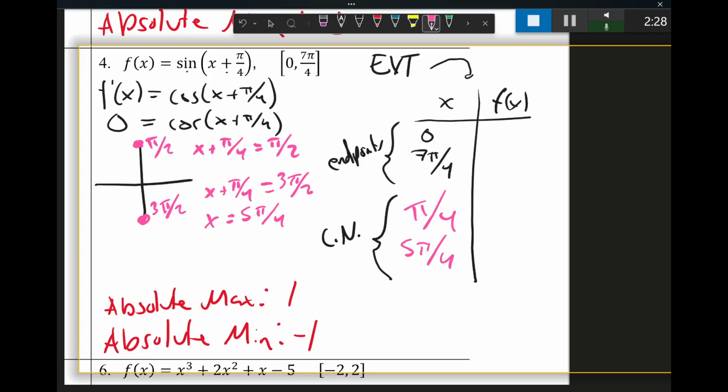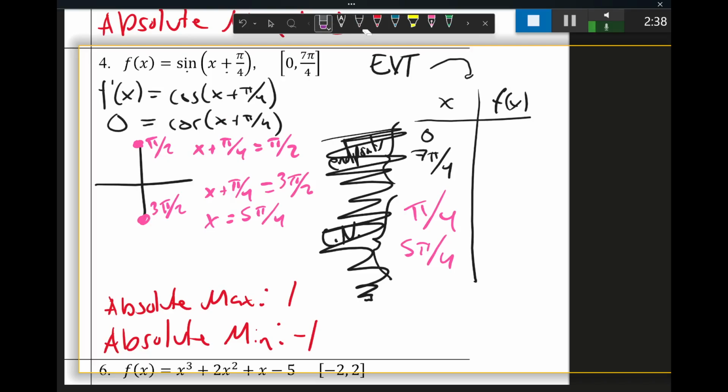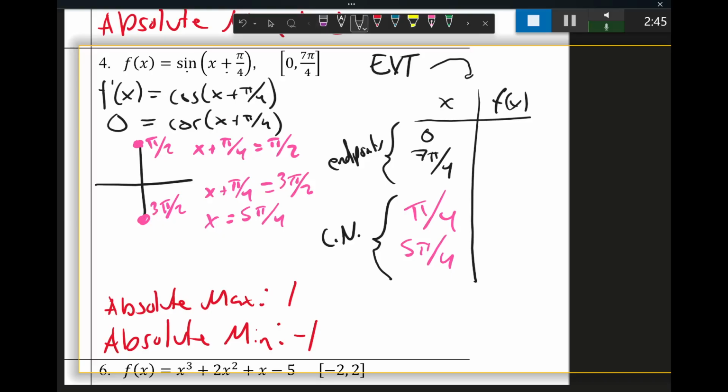Okay. So now again, by the way, you don't have to say, hey, I'm testing critical numbers and endpoints. You're never going to lose points if you don't write that. I just think it's a good habit because it forces you every time to remember, these are the things I'm supposed to check. This is what extreme value theorem tells me to check.